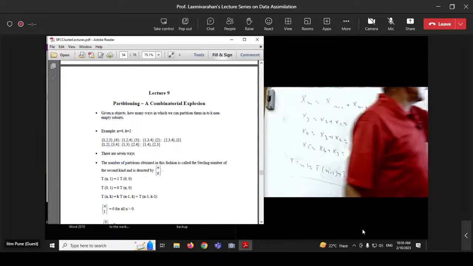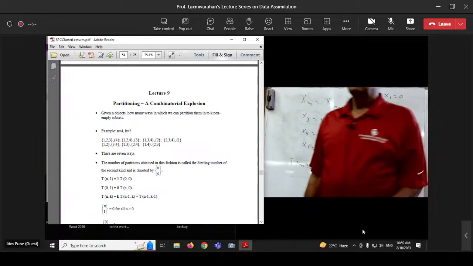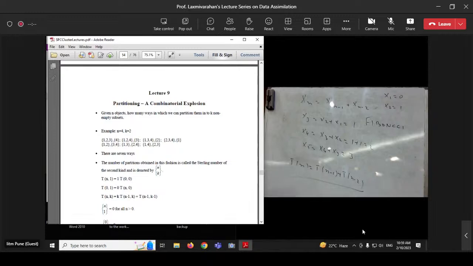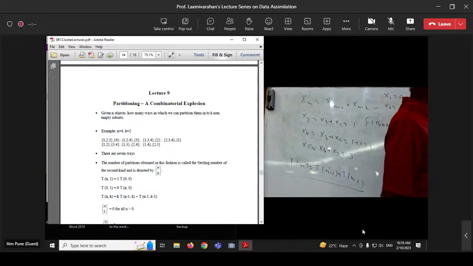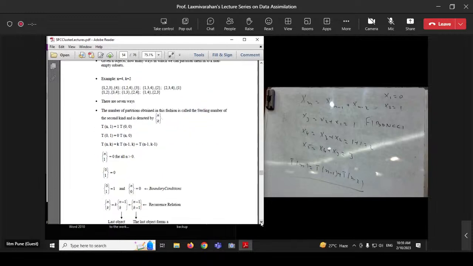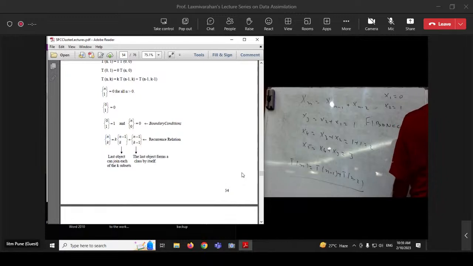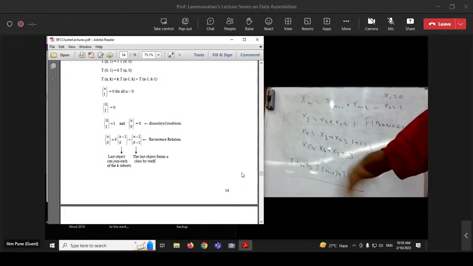It can be shown that T(n,k) is k times T(n-1,k) plus T(n-1,k-1). That's our recurrence relation. That's how they are defined. And there are boundary conditions which I have already talked about. So what is the other way of rewriting this? The Stirling number for n, k is k times the Stirling number for n-1, k, plus the Stirling number for n-1, k-1. All of you? Yes. That's how the number grows.